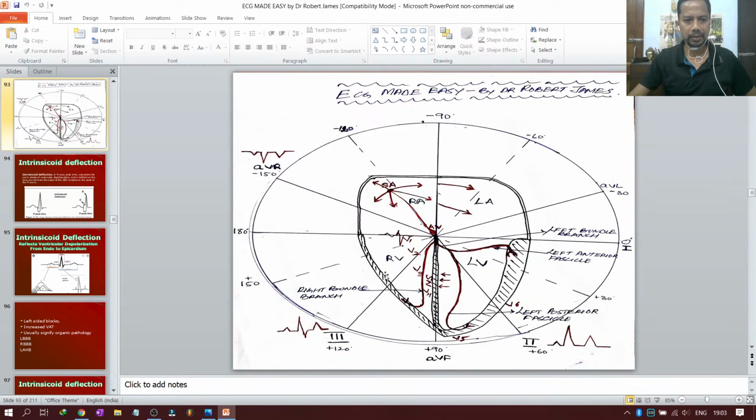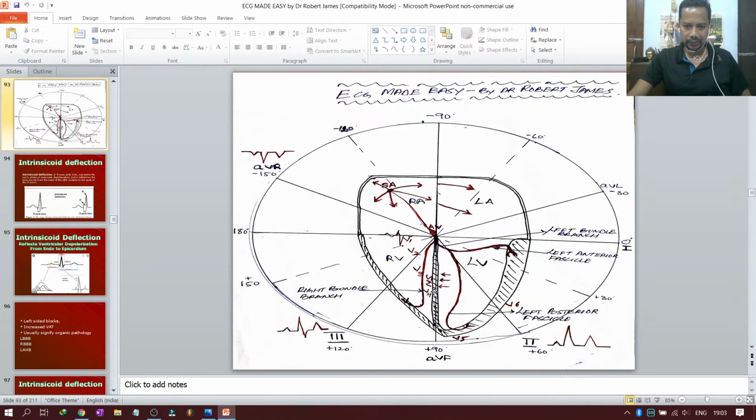Now we'll come to how these RSR' patterns are drawn. So what happens when right bundle branch block happens? I will show you the ECGs later on, but I will just describe the pathophysiology of why the RSR' pattern is drawn in right bundle branch block.